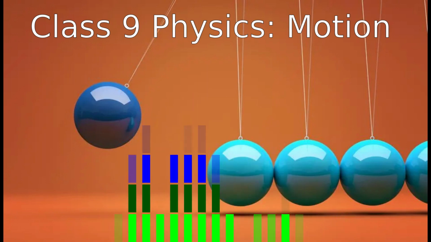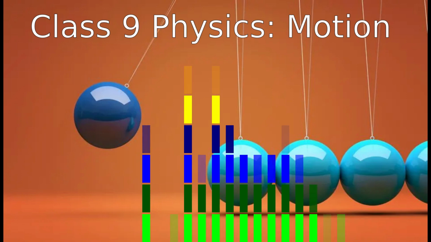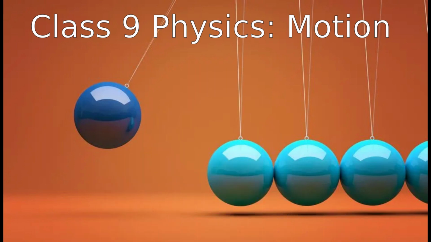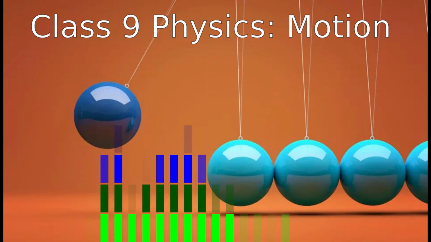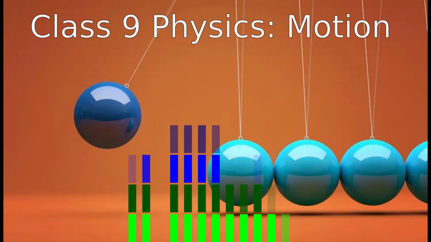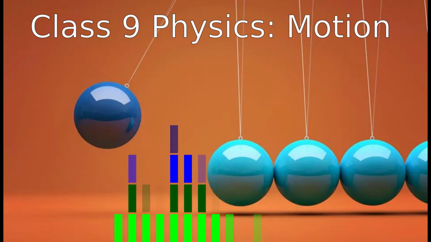Distance versus displacement. In this topic we are going to study about the difference between distance and displacement. Let's start by talking about distance. Distance is the total length covered by the particle. Its unit is meter and it is a scalar quantity. It doesn't have direction included.